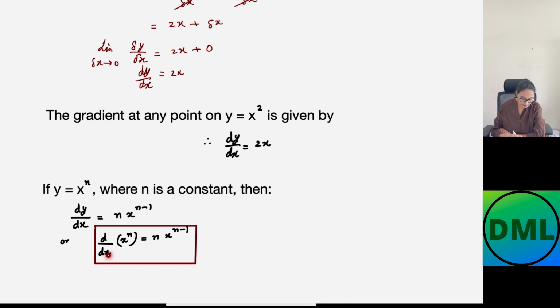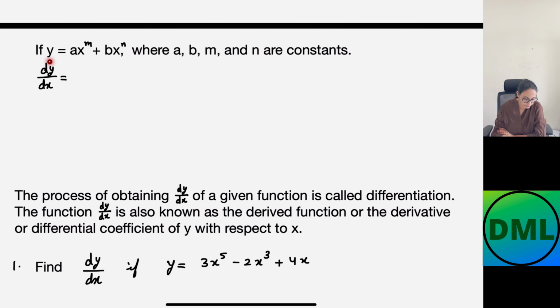So d by dx of y is x to the power n. You are differentiating the function with respect to x. This will be written as n x to the power n minus 1. So this will be your general formula for derivative of y. If y is equal to a x to the power m plus b x to the power n, where a, b, m and n are constants, then dy by dx, I need to differentiate that.